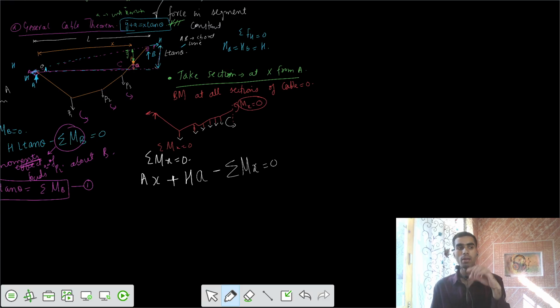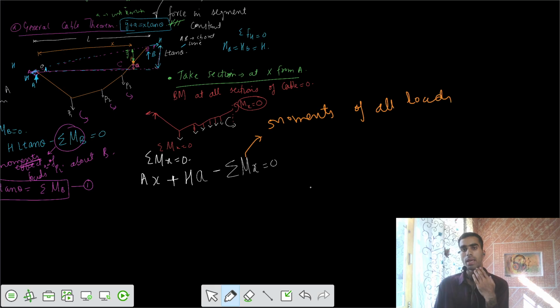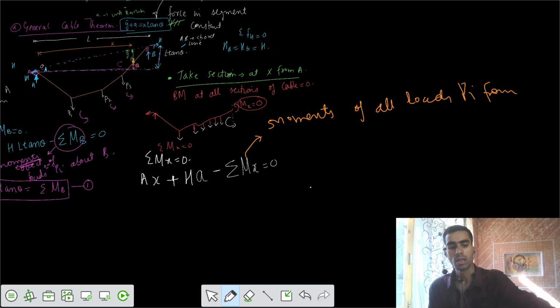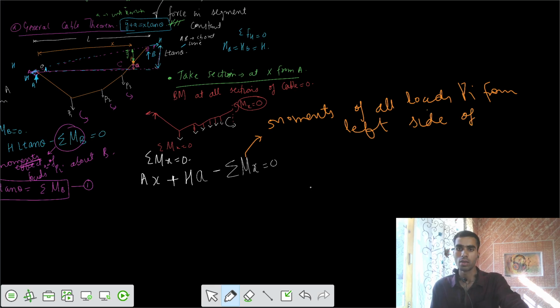Because bending moment at x equals 0, and we have only your reaction of A, reaction of H, and all other loads. These are your external loads, Pi, from the left of that section x. We are saying this is the summation of Mx. That is the effect of those loads, the moment contributed by all those loads on the left side of that section. That's why we write this as summation of Mx, the summation of moments of all loads Pi from the left of section x.